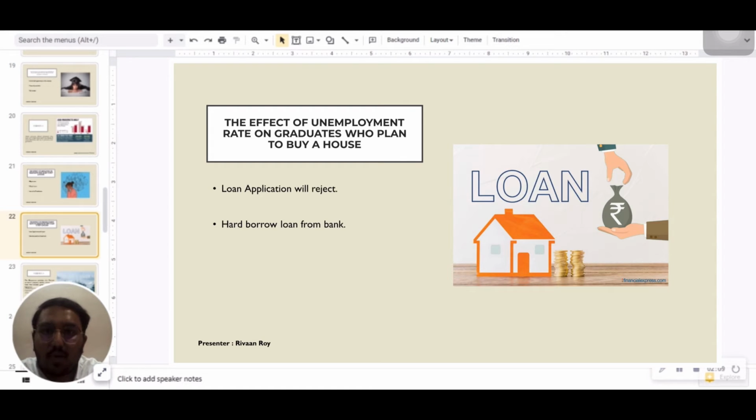Thirdly, the effect of unemployment rate on graduates who plan to buy a house. The graduates who plan to buy a house may have difficulty buying because of the effect of the unemployment rate in the country. So the graduates may have difficulty borrowing money or a loan from the bank, and the loan application will be rejected. The reason why banks do not easily lend money to graduates is because they will consider whether the graduates are able to pay back the loan or not. So the graduates who plan to buy a house might delay and postpone.